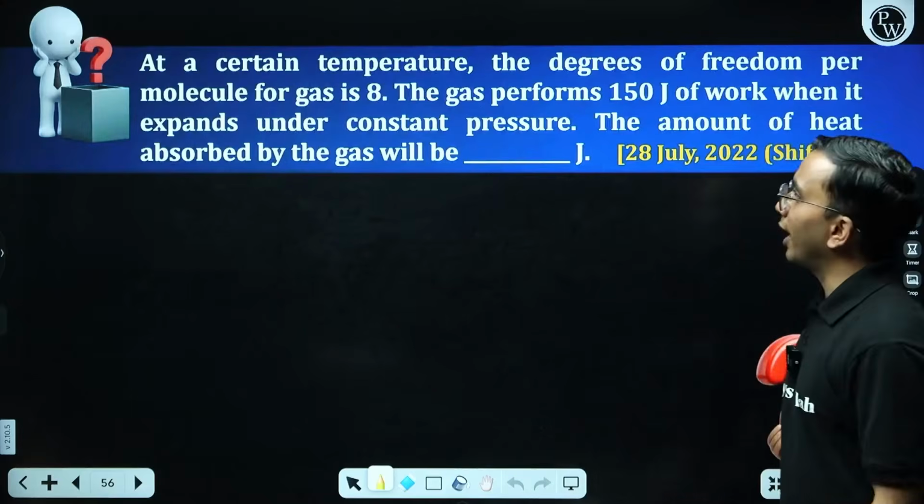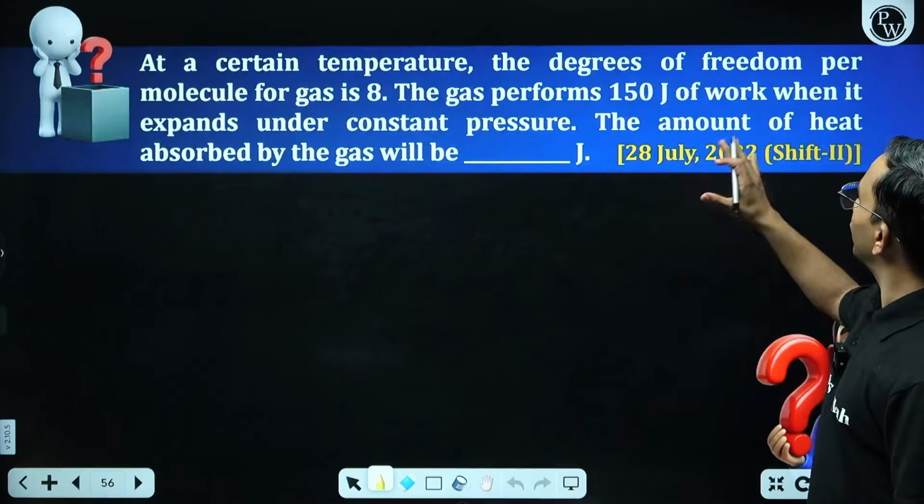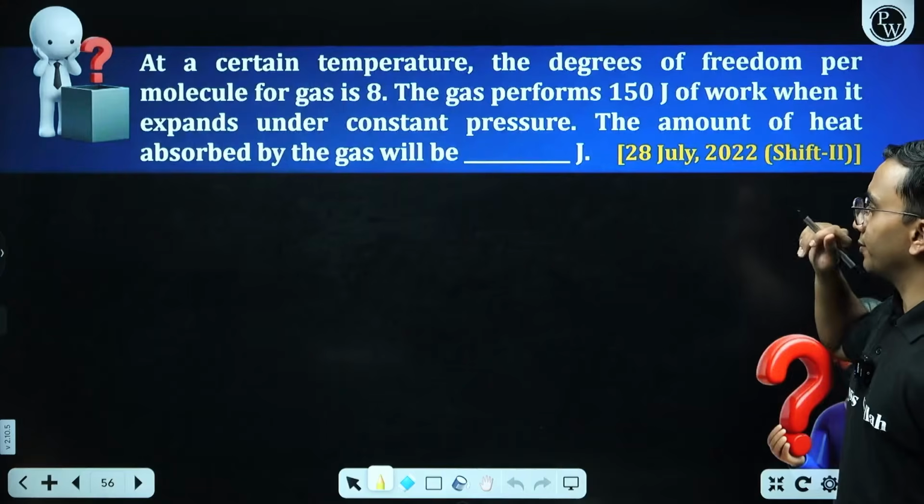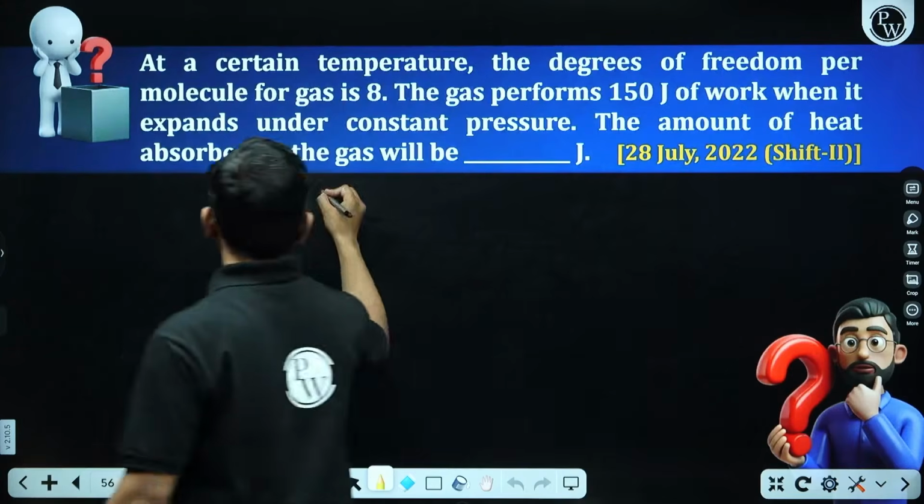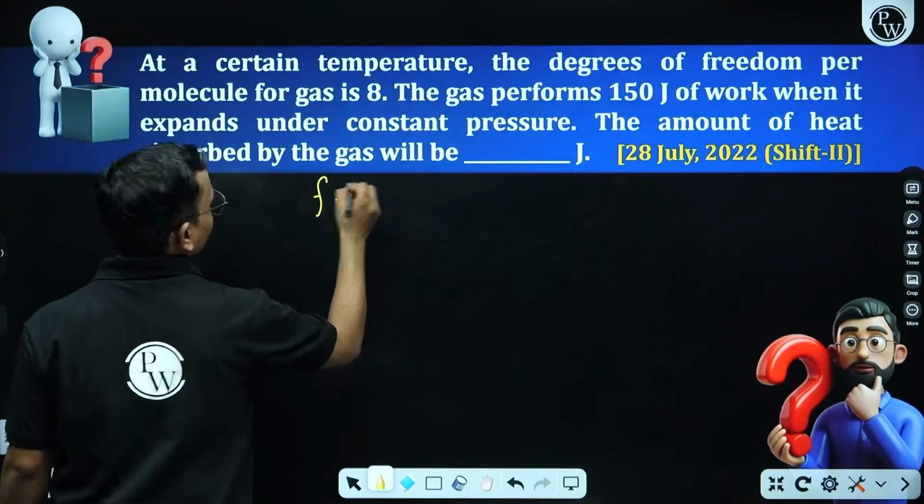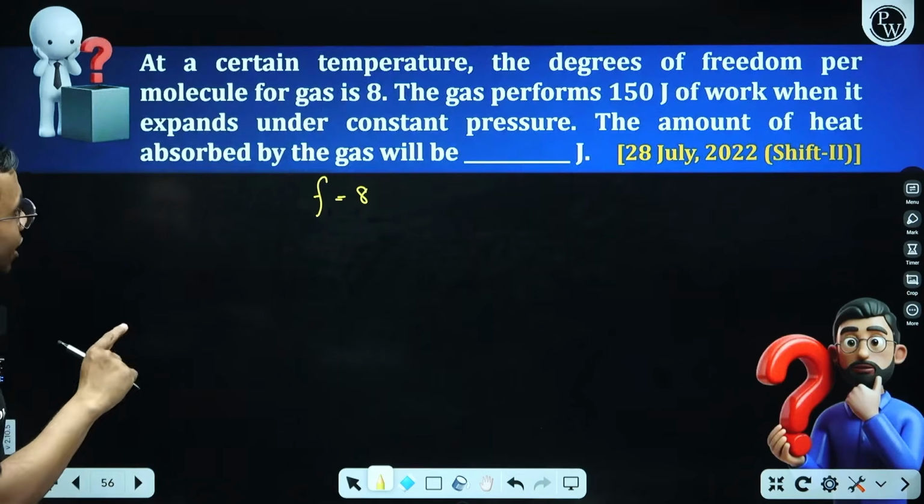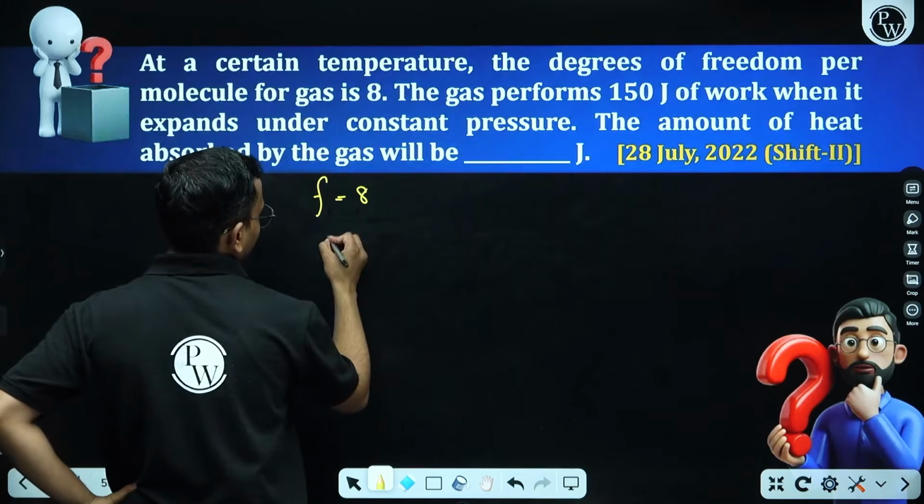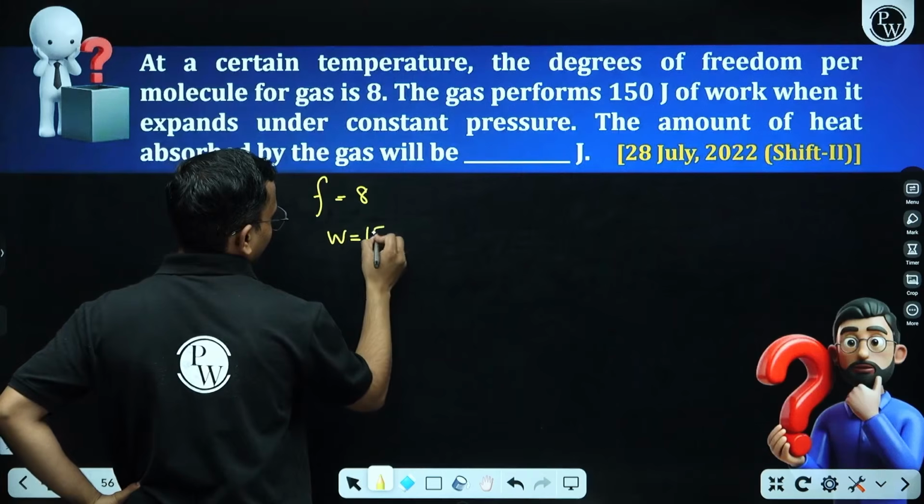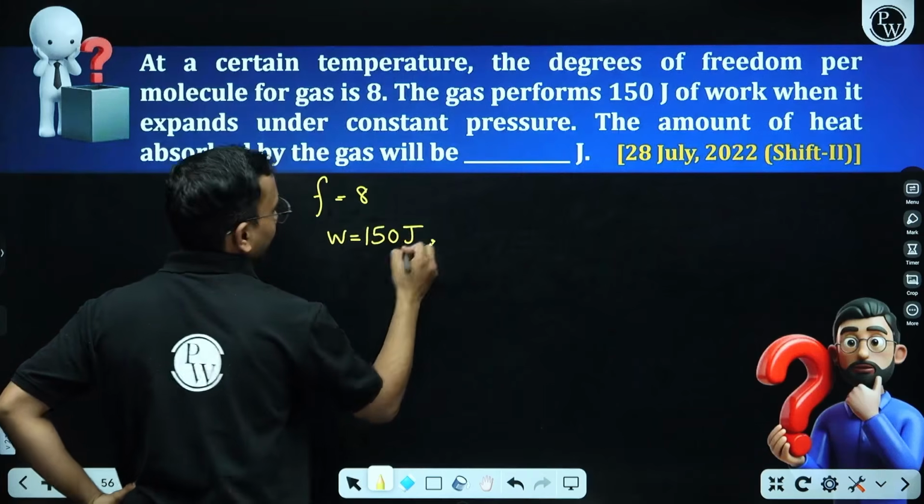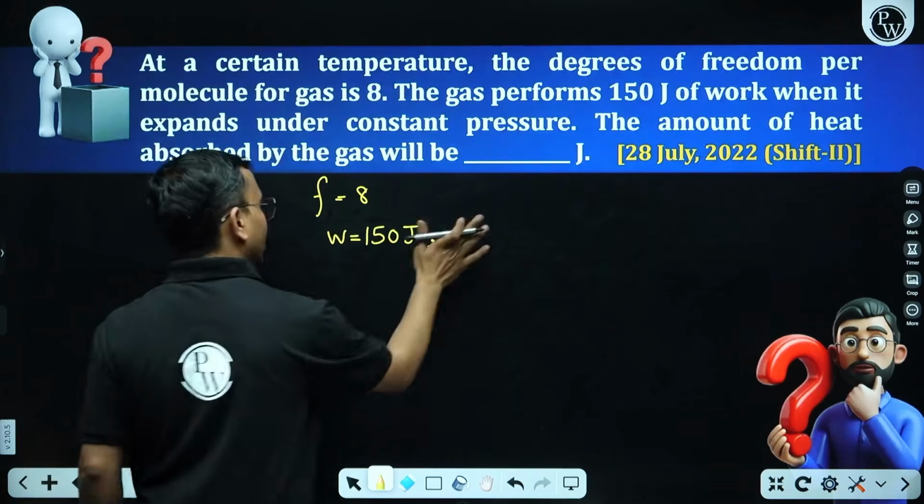Another question. At a certain temperature, the degrees of freedom per molecule of the gas is 8. The gas performs 150 joules of work when it expands under constant pressure. At constant pressure, it means this is our nR delta T.